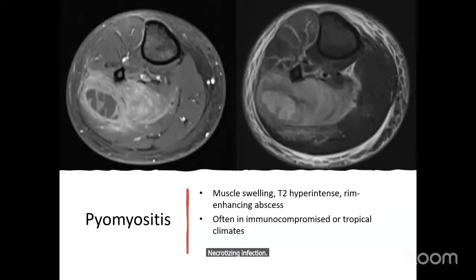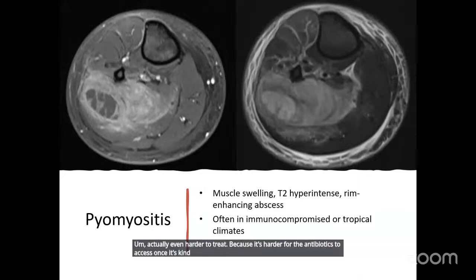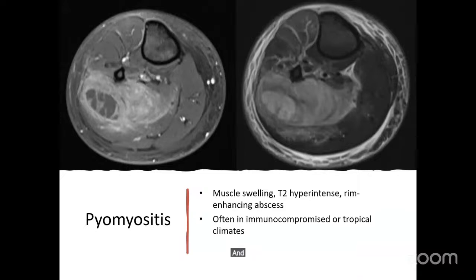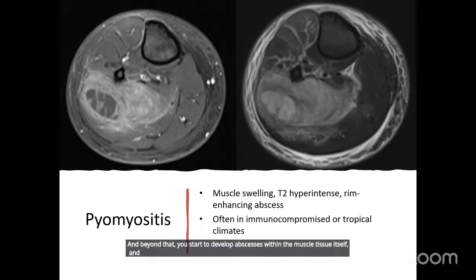Pyomyositis. This is when the infection has moved into the muscle. Actually, even harder to treat because it's harder for the antibiotics to access once it's kind of settled into the musculature. And for this, basically, you have a myositis, which is an inflammation of the muscle. And beyond that, you start to develop abscesses within the muscle tissue itself. And this can be very hard to treat and also requires surgery.